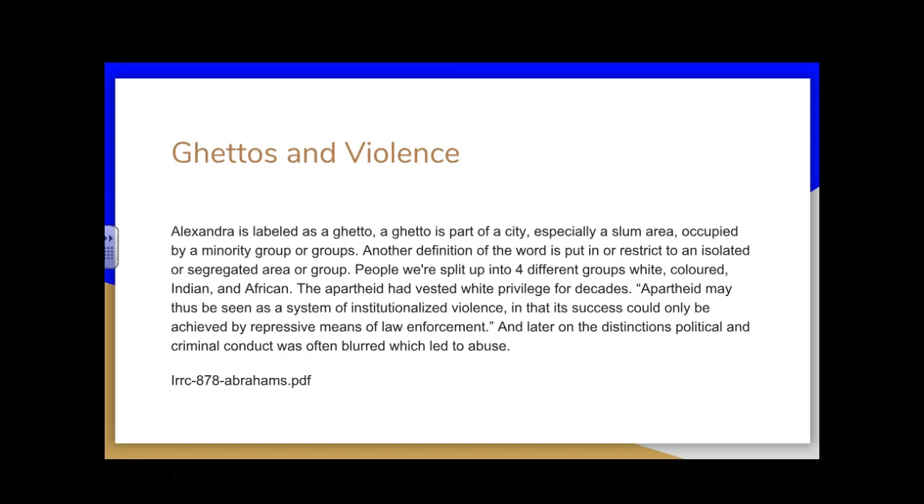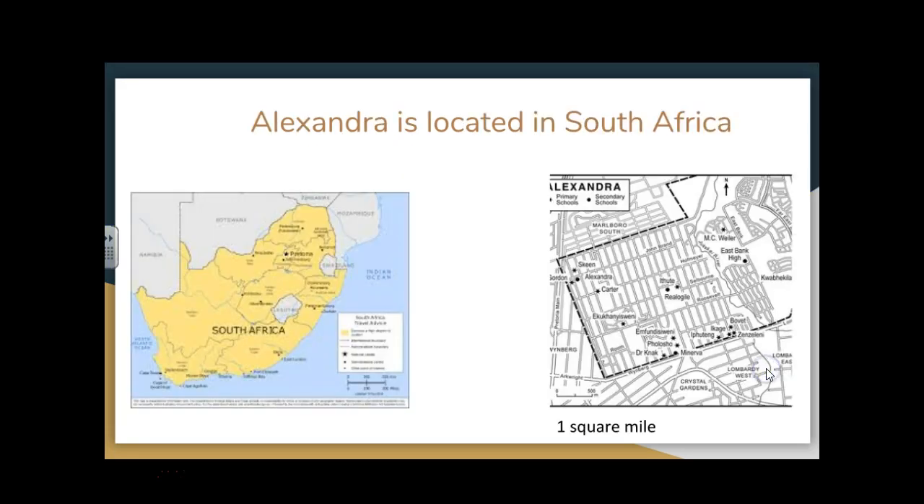With the census and the Apartheid Act, there became more violence, abuse, and political abuse. The distinction between political and criminal conduct was often blurred, which led to more abuse. So yeah. Alexandra is a small, one square mile place in Johannesburg. It's located in South Africa, and that's about how it looks. That's the city now.